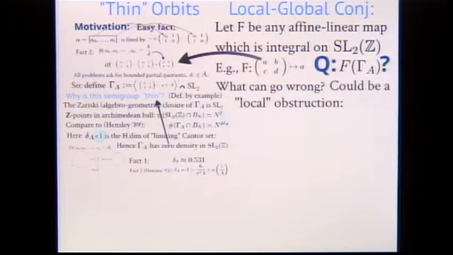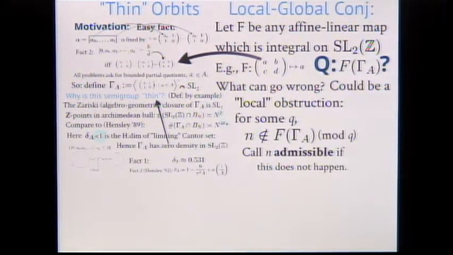Well, what can go wrong? You might have local obstructions. So for some integer q, there might be an integer n. So you're looking at an integer n. Does it arise in this image? Well, if it doesn't arise in the image mod q for some q, there's not a chance in hell it's going to arise in the image, right? That's a local obstruction. And we call n admissible if it passes all local obstructions.